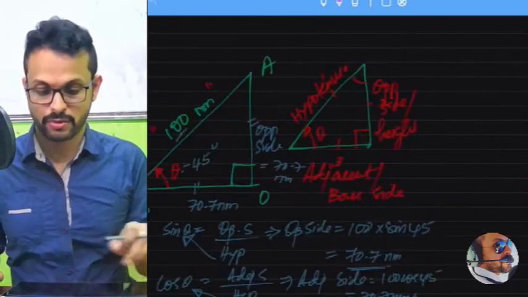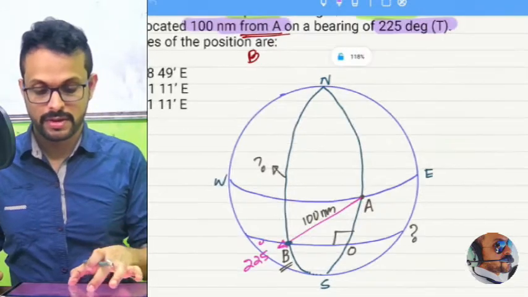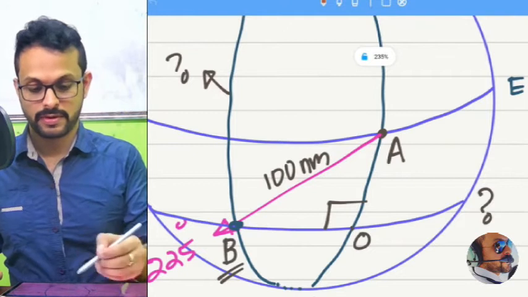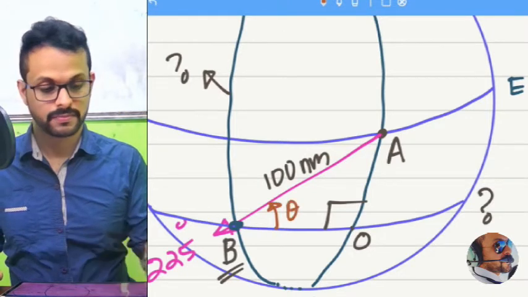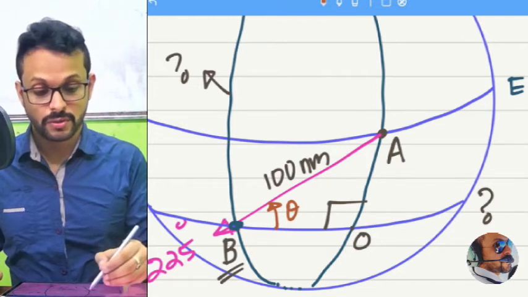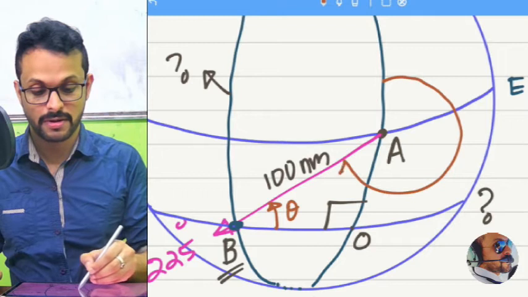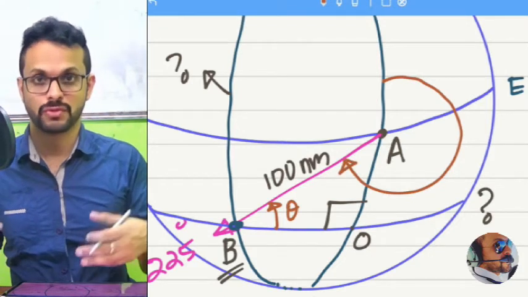So let's go back to our basic diagram over here. Perfect. Now, again, as I said, try to draw a bigger diagram. Perfect. Now let's see. We are looking at the angle theta right here. Perfect. Now we know that from the north, which is indicated by the local meridian, clockwise is 225 degrees being tracked from A to B, right?